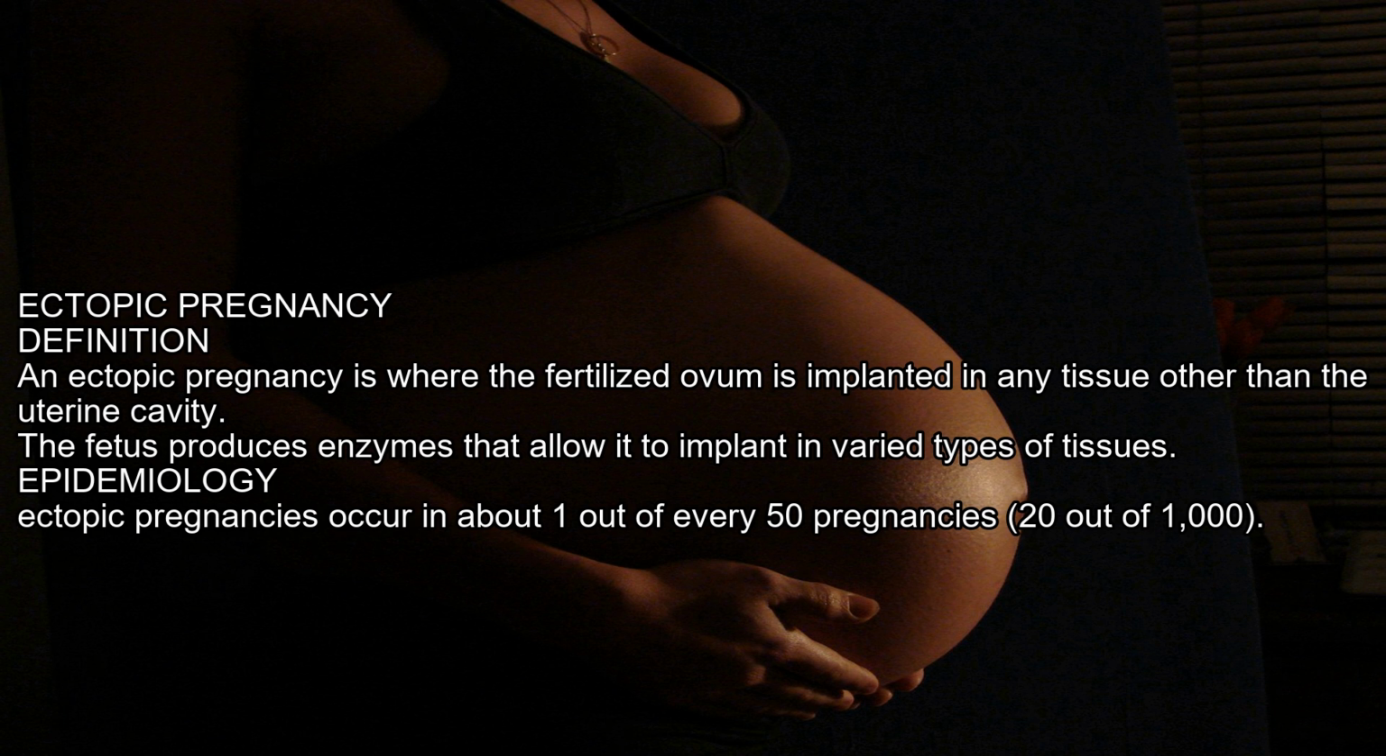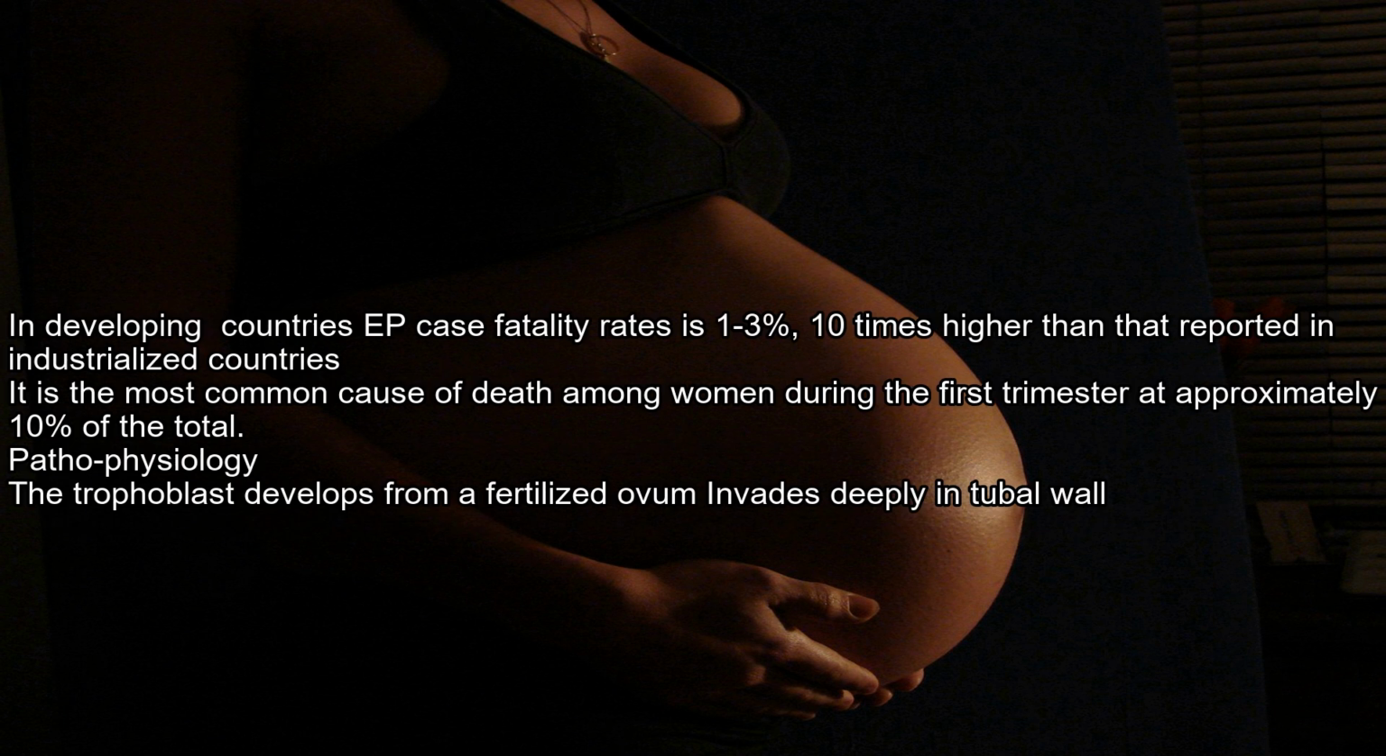Epidemiology. Ectopic pregnancies occur in about 1 out of every 50 pregnancies, 20 out of 1,000. In developing countries, the fatality rate is 1-3%, 10 times higher than that reported in industrialized countries. It is the most common cause of death among women during the first trimester, at approximately 10% of the total.